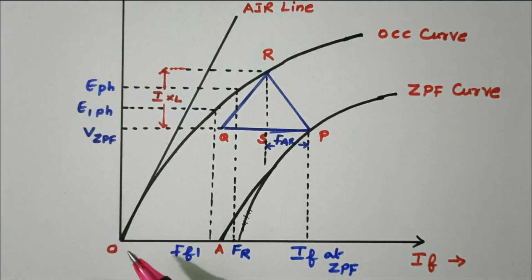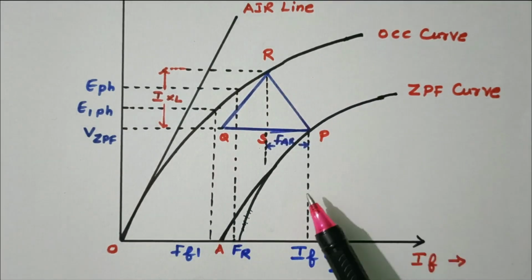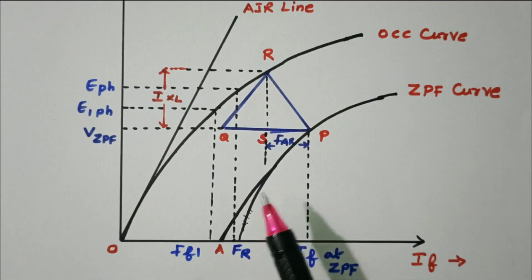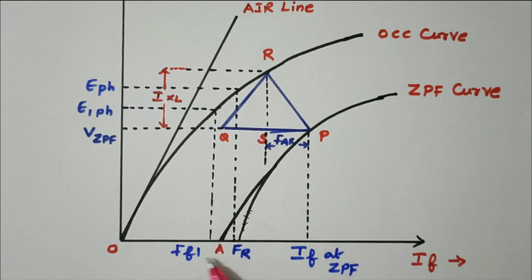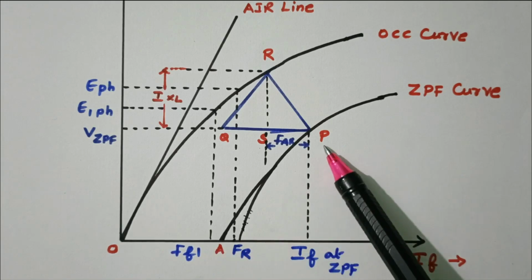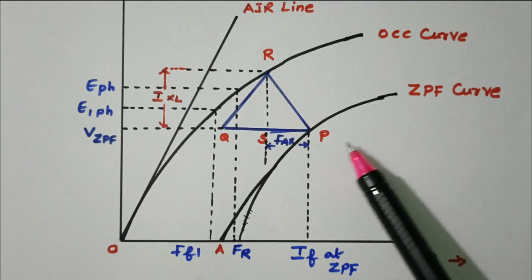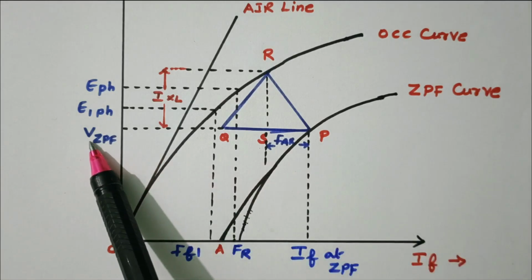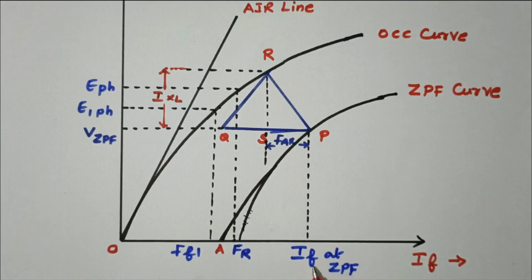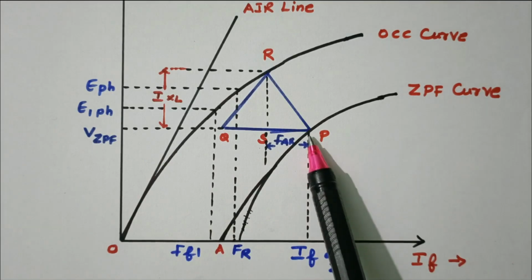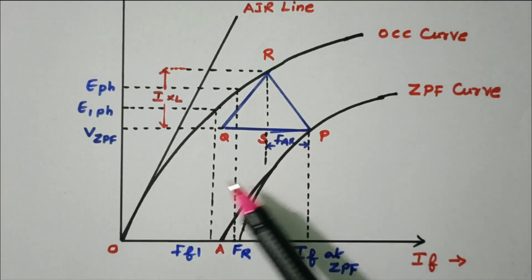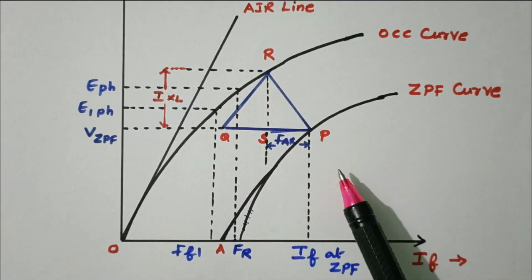So I will explain again. First draw the OCC curve. Then find this point A, that is nothing but the short circuit. From the short circuit test, the short circuit current is OA. With this, then find the point P, that is nothing but the voltage at 0 power factor and field current at 0 power factor. Connect this A and P, which is very similar to the OCC curve.